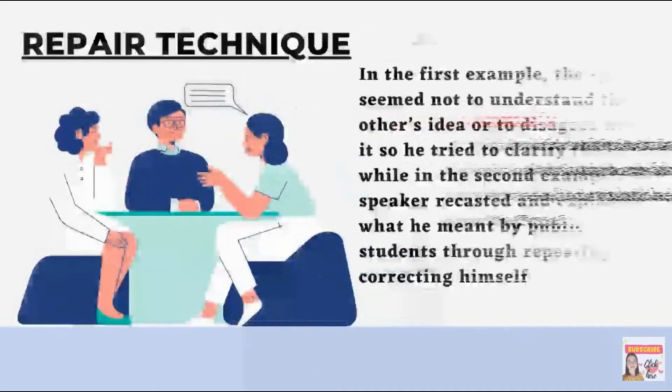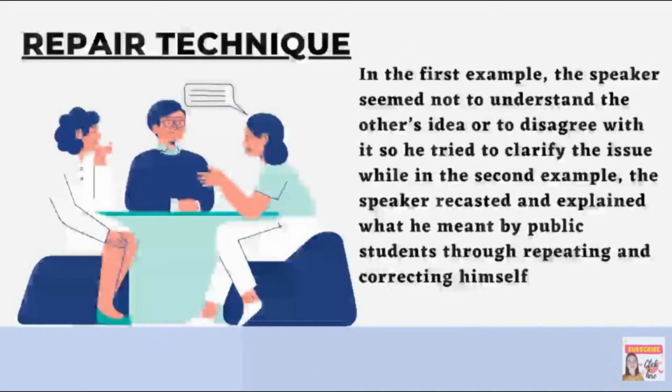In the first example, the speaker seemed not to understand the other's idea or to disagree with it, so he tried to clarify the issue by stating some known facts to avoid further misunderstanding. In the second example, the speaker clarified what he meant by public students through repeating and correcting himself, which is one way of communication repair to avoid breakdown.